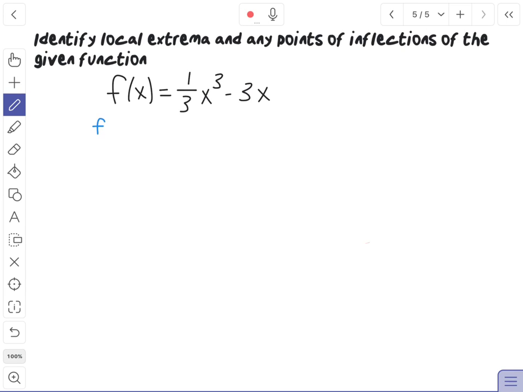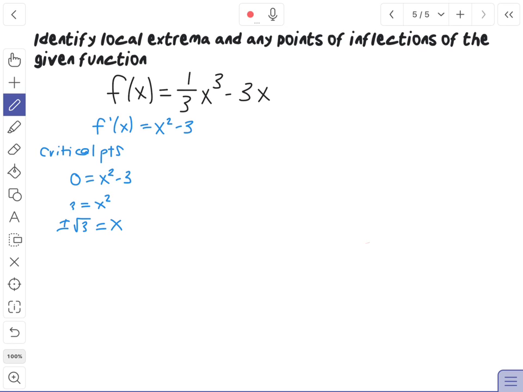So the derivative here will be x squared minus 3. So we need to identify critical points. Now, our first derivative is never going to be undefined. We can square any number, but we can find when that first derivative is going to equal 0. So we'd see here that we'd have critical points at plus or minus the square root of 3.